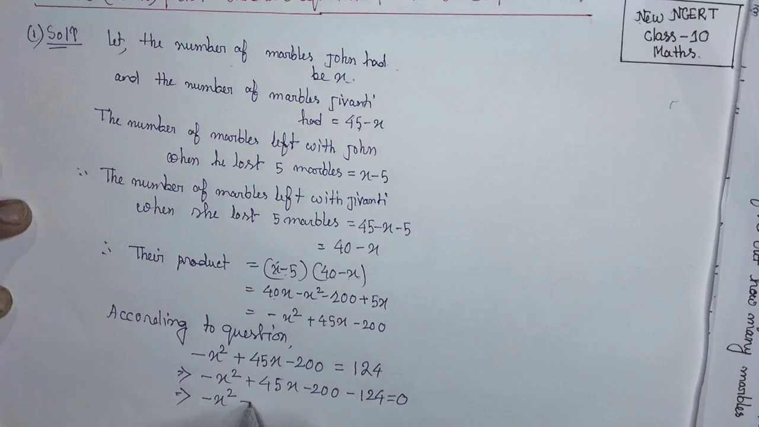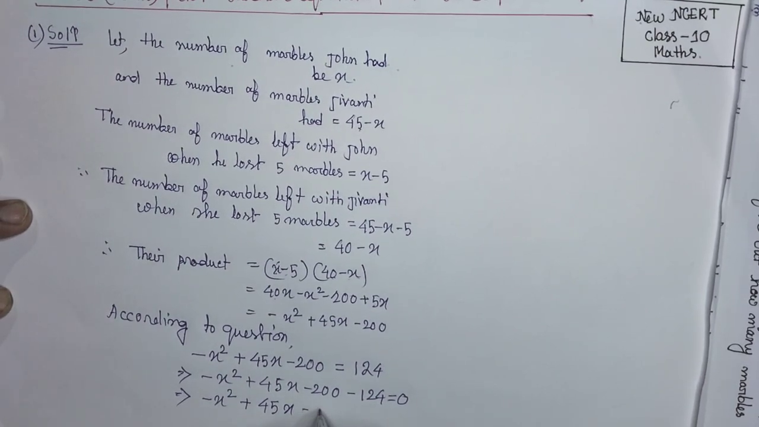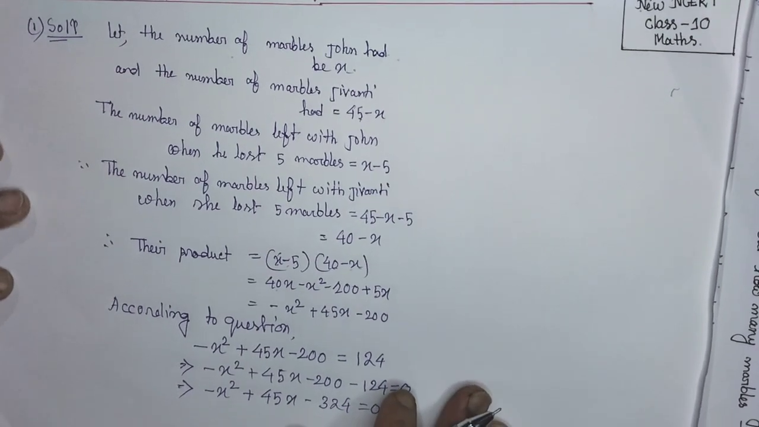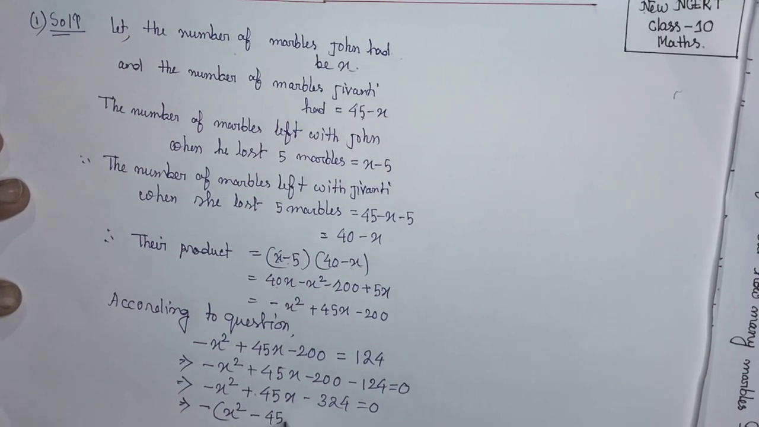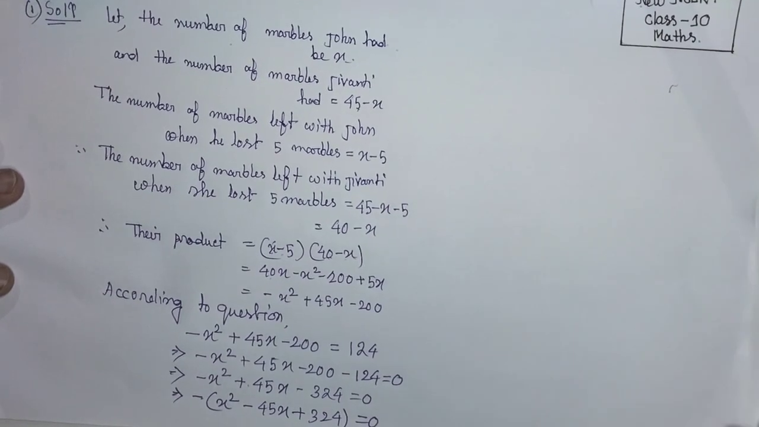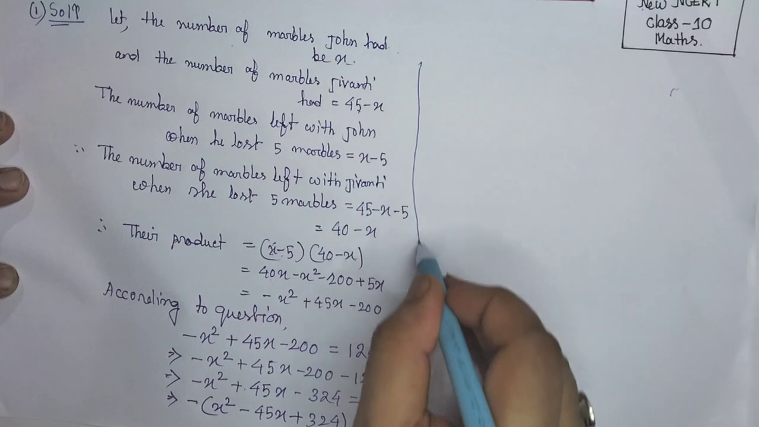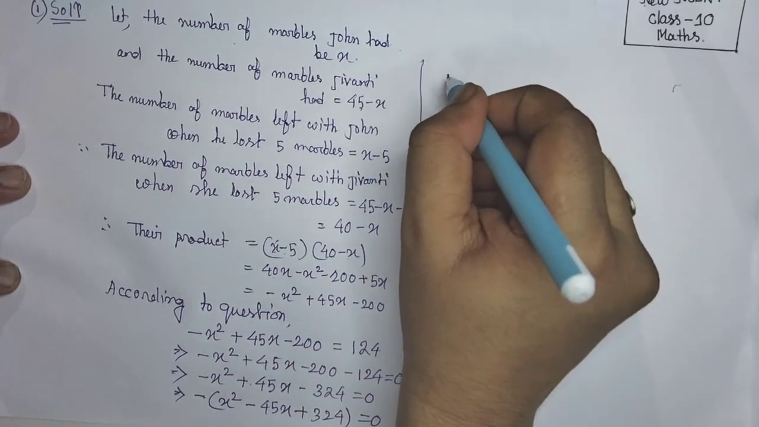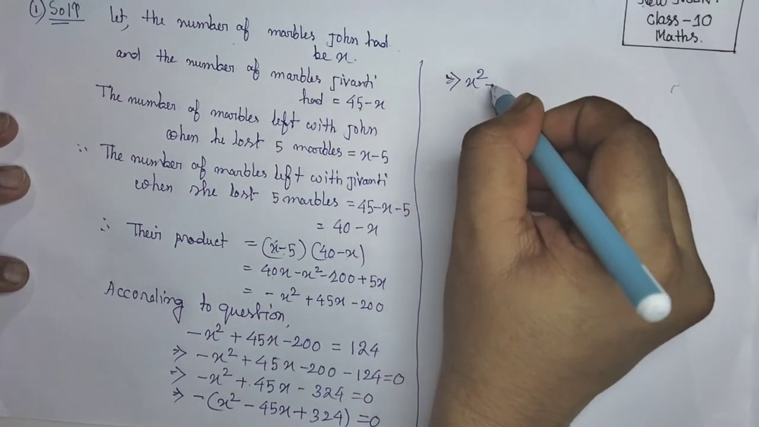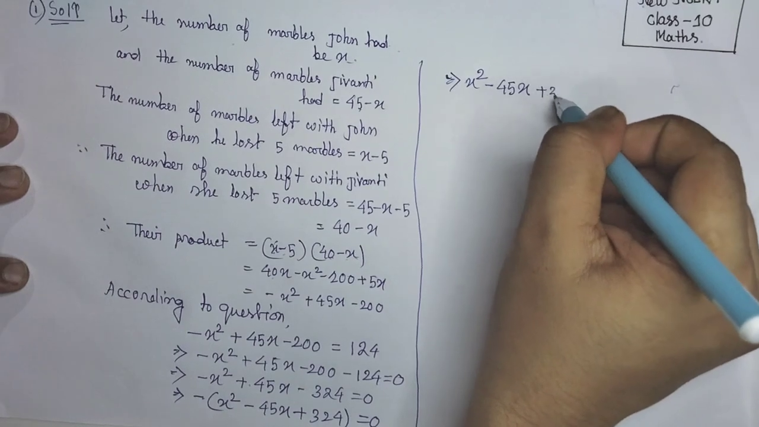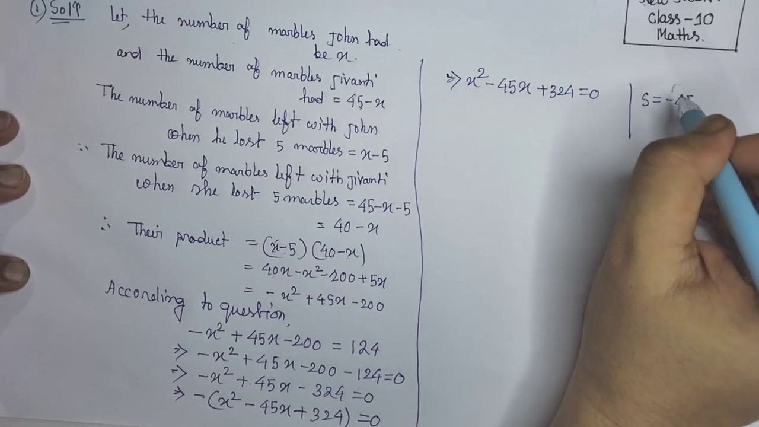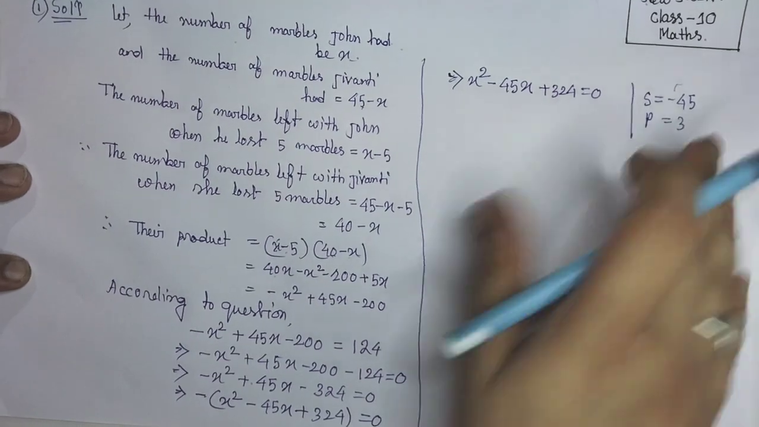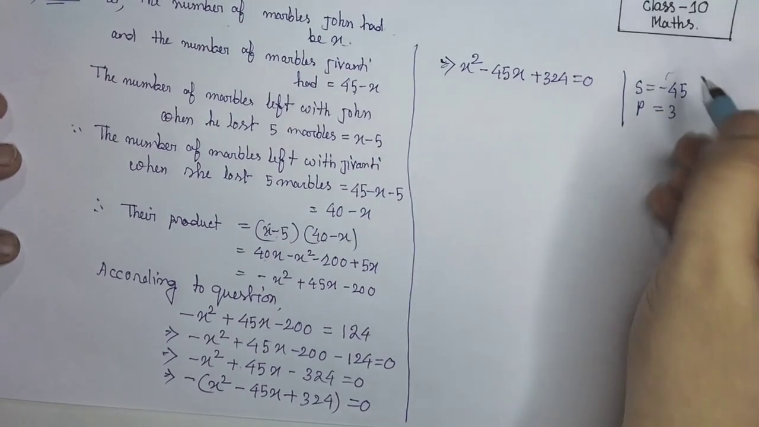So minus x square plus 45x minus 324 equals 0. Taking minus common, we get x square minus 45x plus 324 equals 0. So here, the sum s equals minus 45 and the product p equals 324.